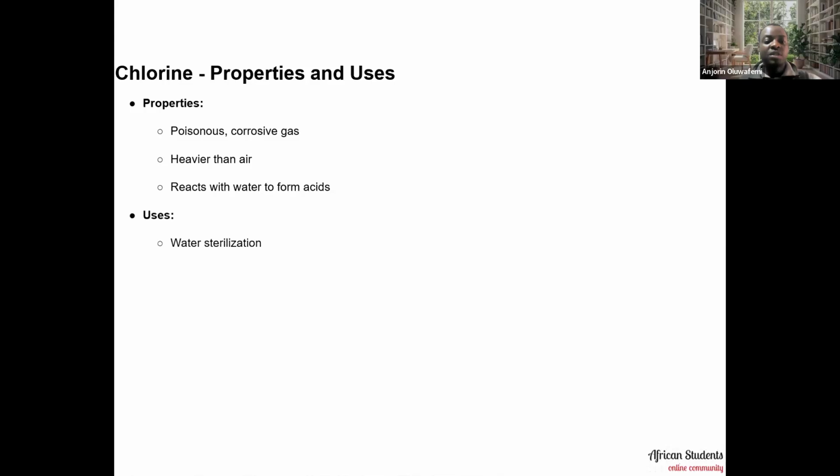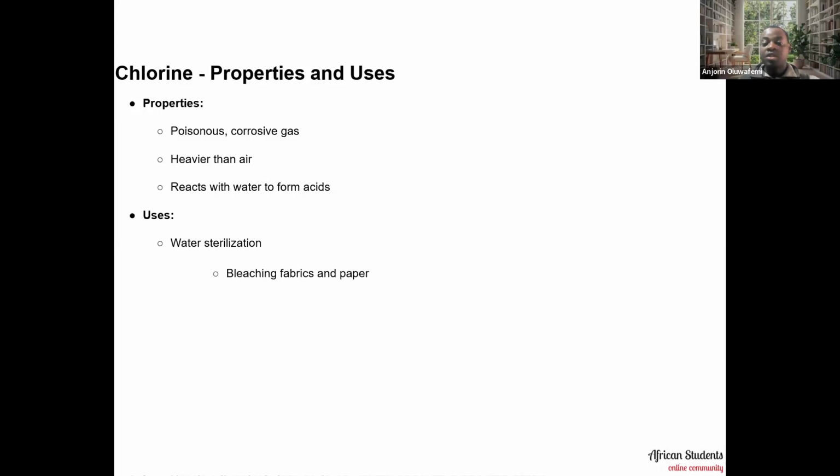And uses. Chlorine is a very wonderful component of water sterilization. It helps to kill germs and bacteria in water and all that. So it's very good for water sterilization. Very useful in urban water treatment or municipal water treatment, as the case may be. So yes, it's very useful in water sterilization.